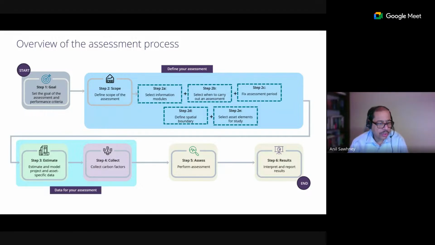The next thing that you need to do is estimate. How much concrete, how much steel, how much paint, how many air handling units, how many lifts or elevators, how many escalators, how much tile. All of that needs to be estimated. You also need to estimate your energy use, your water use.